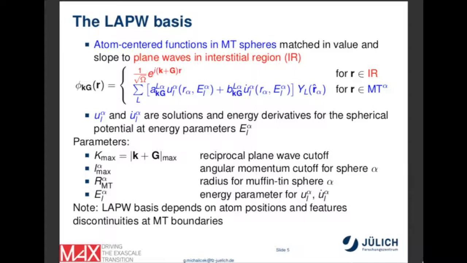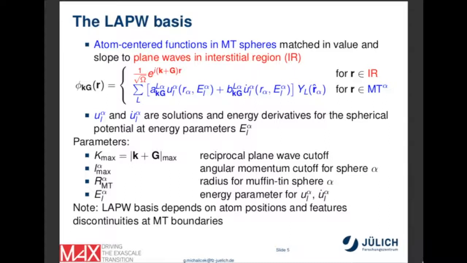Then you see some L max. Well, you don't see it, but actually it is the upper boundary of this sum here. So this angular expansion, the muffin-tin spheres, also has to end somewhere. And we end it with this L max cutoff parameter that we can also set in the input file in the end.